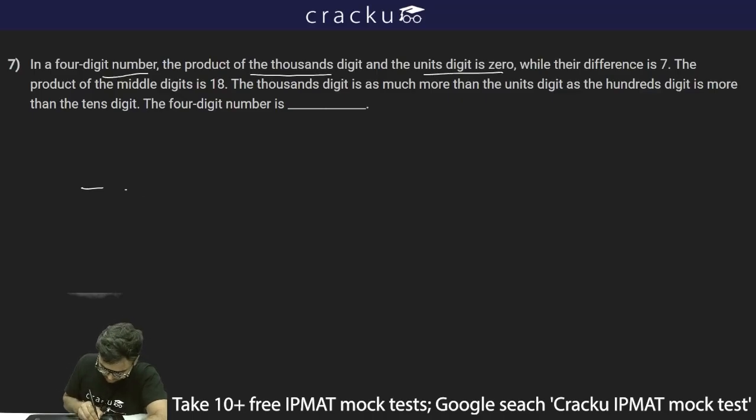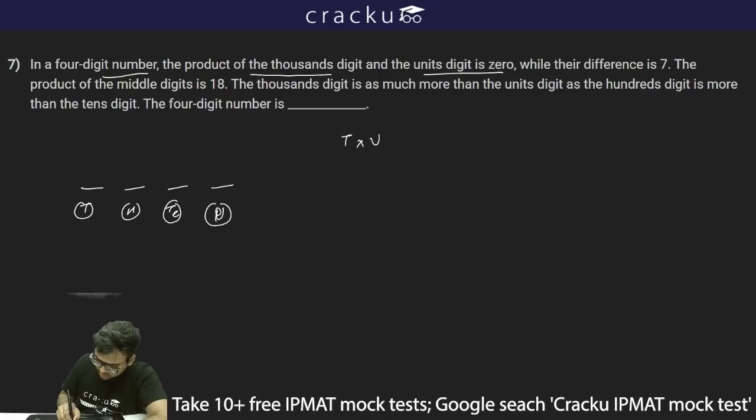In a 4-digit number, the product of the thousandth digit and unit digit is 0. So this is a 4-digit number. Now this is thousands, this is hundreds, this is tens, and this is ones, or unit digit. Now the product of the thousands digit and the unit digit is 0. So thousands digit into u is 0. Now can the thousands digit be 0? Either the thousands digit will be 0 or the unit digit will be 0.